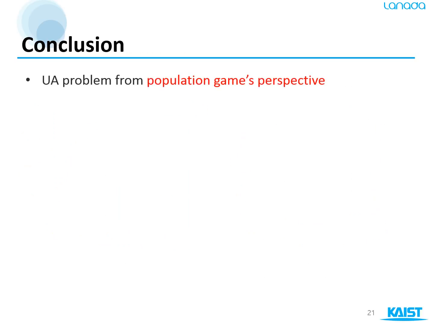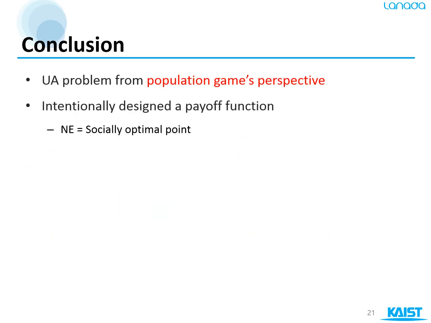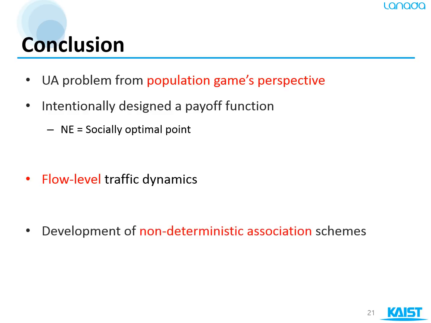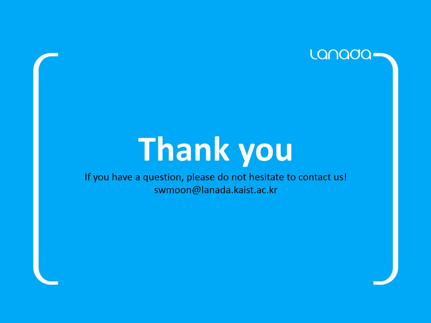In conclusion, we describe the user association problem from the population game perspective, and we intentionally designed the payoff function to drive the Nash equilibrium to the socially optimal point, and we considered the flow level traffic dynamics and the development of non-deterministic association schemes.